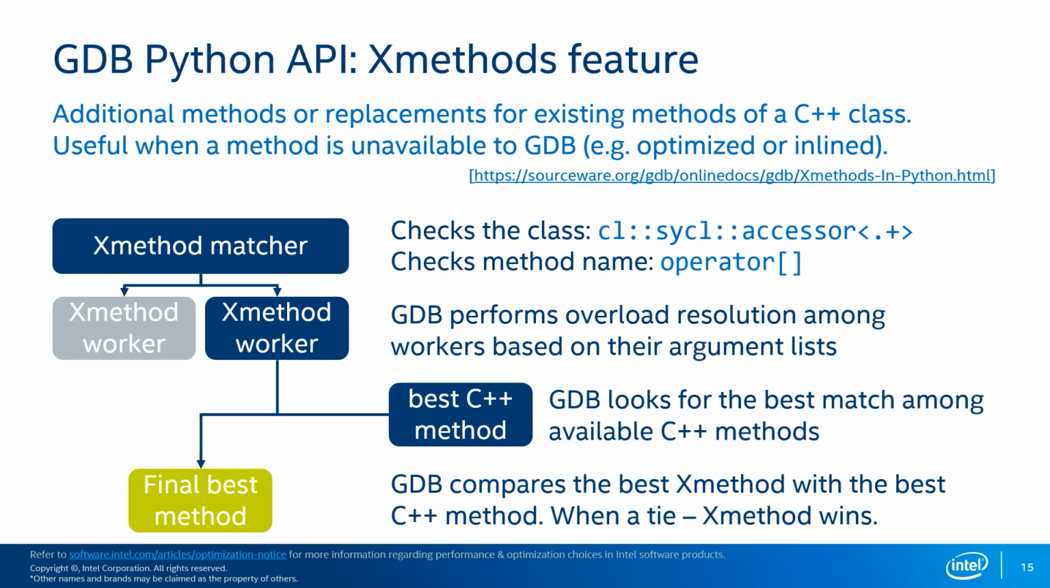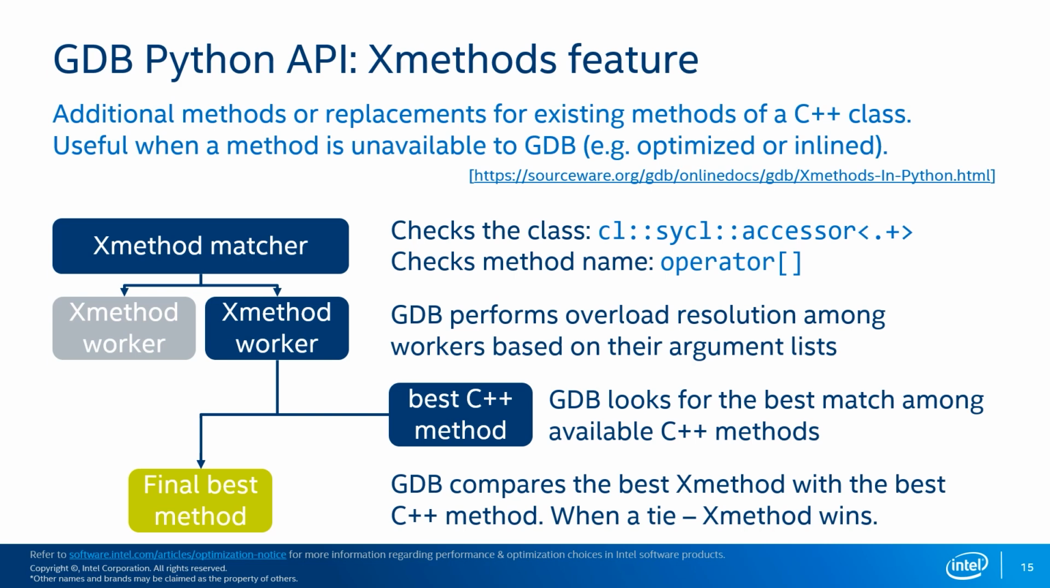So how does the xMethod feature work? GDB provides a Python interface to define additional methods or to replace existing methods for a C++ class. This can be very useful when methods are unavailable to GDB, for example, due to inlining or compiler optimizations. One can use this feature via xMethodMatcher and xMethodWorker objects. The matcher is responsible for checking the class name and the method name. Then, on a match, it returns the set of xMethod workers. For example, our matcher checks that we look at the SYCL accessor class and the operator square brackets.